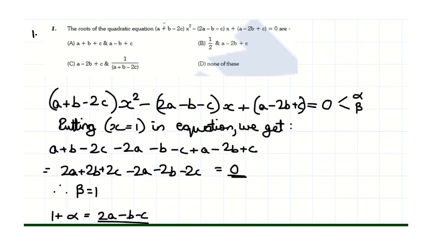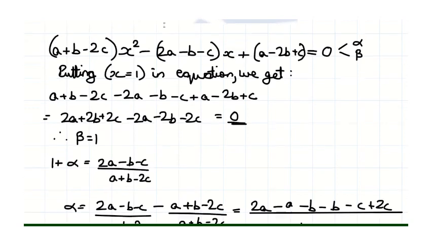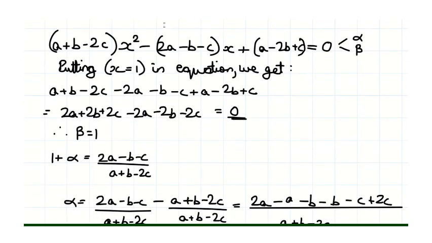The first question is, the roots of the quadratic equation (a + b - 2c)x² - (2a - b - c)x + (a - 2b + c) = 0 are dash. When we substitute x = 1 in the given equation, we get a + b - 2c - 2a + b + c + a - 2b + c, which is equal to 0.